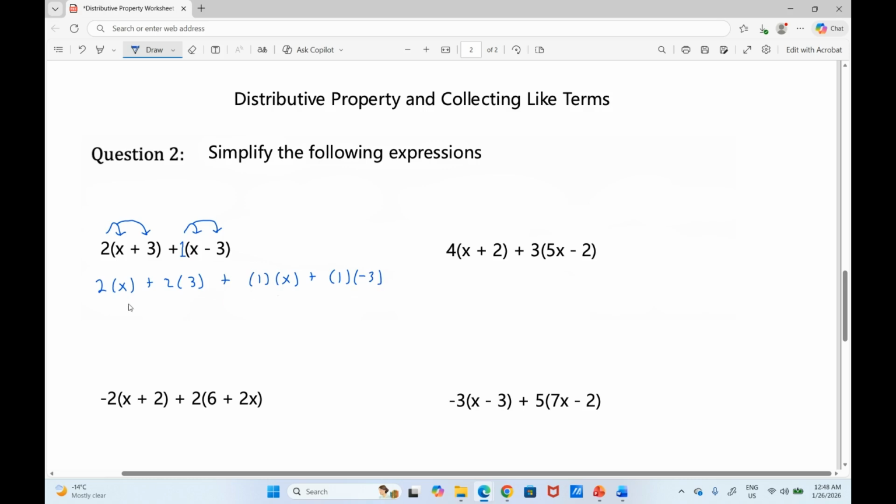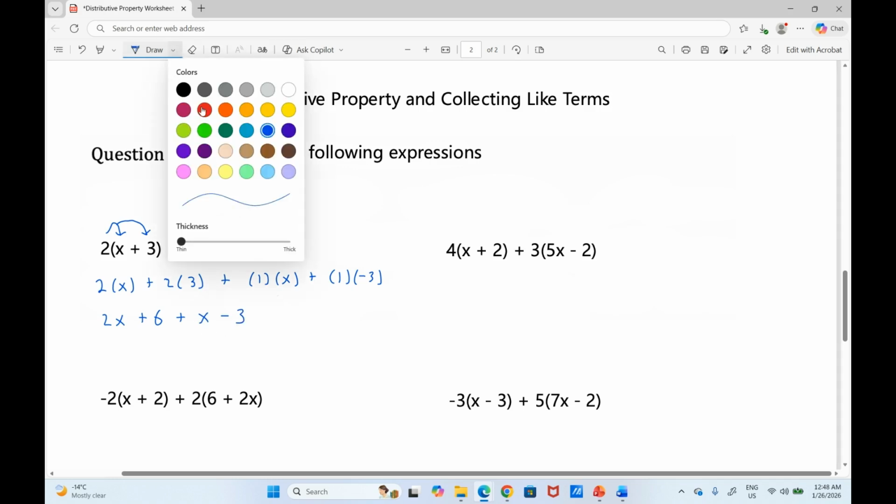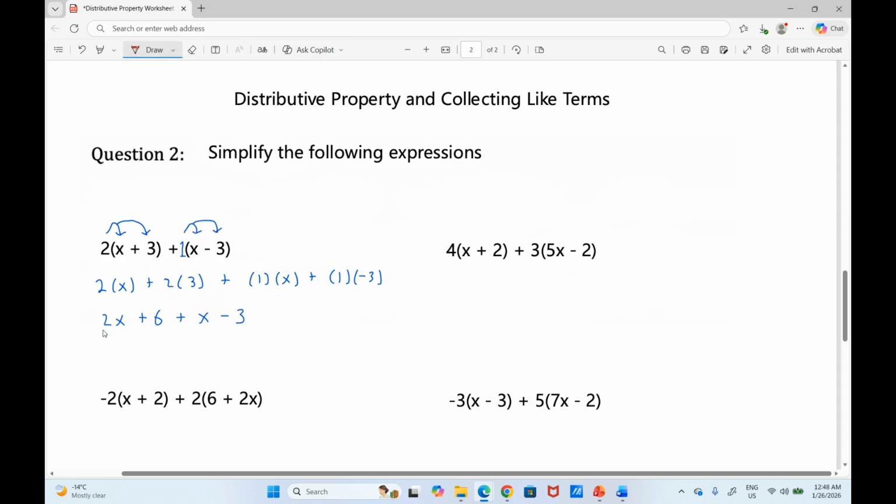Okay, now remember 2 times x is going to be 2x. 2 times 3 is going to be 6. Now, I said 1 times any number is still that same number. So instead of even computing this, I can just write this as x minus 3. So I'm going to write plus x minus 3. Now I'm going to collect the like terms. So my x's are my like terms.